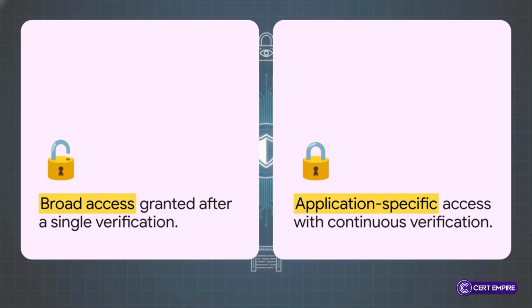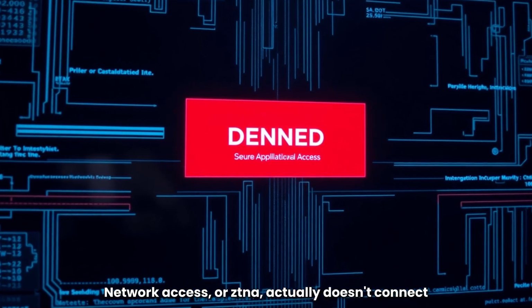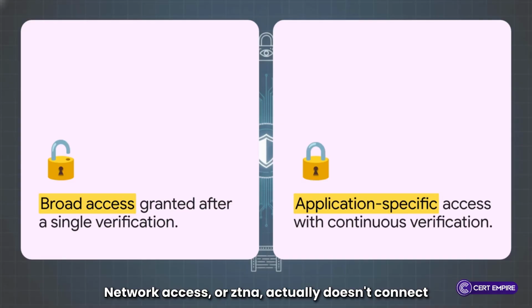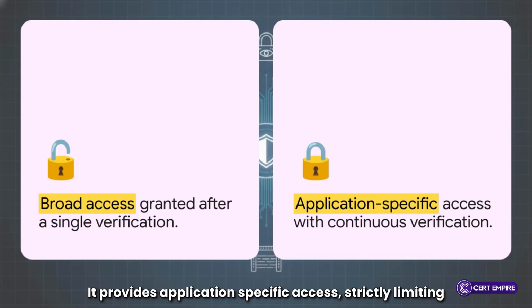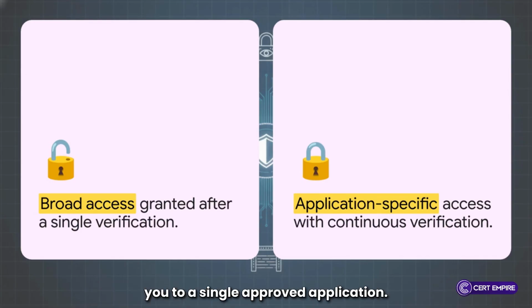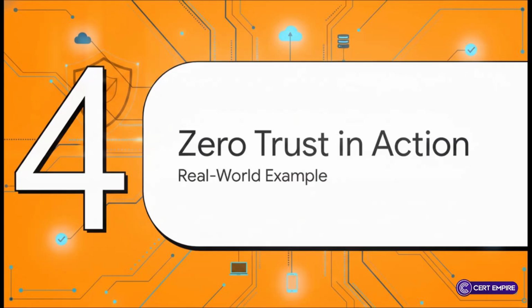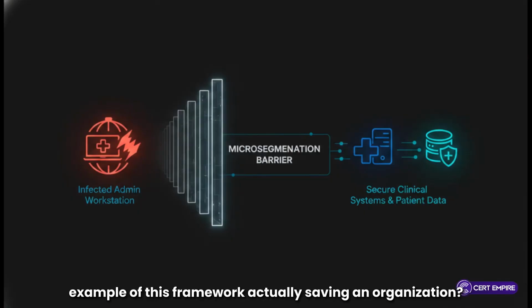attacker gets inside. Zero Trust Network Access, or ZTNA, actually doesn't connect you to a network at all. It provides application-specific access, strictly limiting you to a single approved application, and it does so with continuous verification. Let's step away from the theory for a minute and hit Section 4, Zero Trust in Action, Real-World Implementation. Can you give me a concrete, real-world example of this framework actually saving an organization?